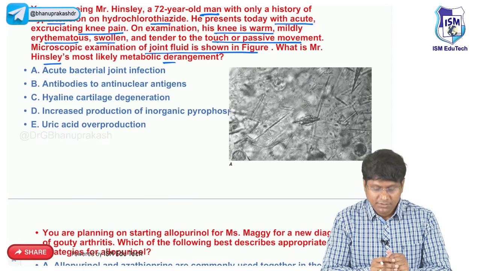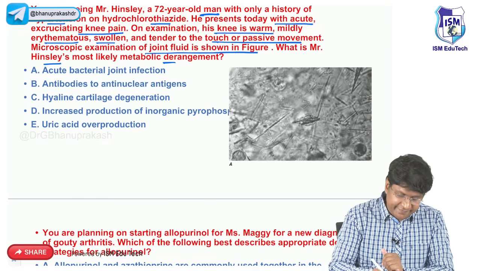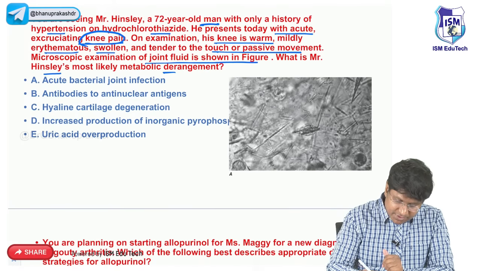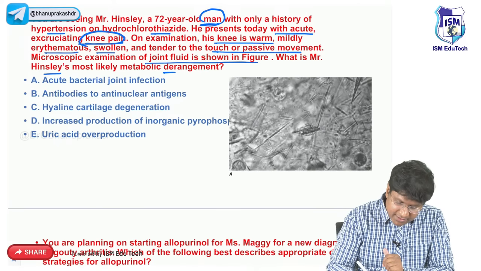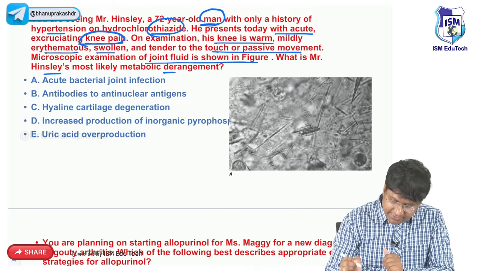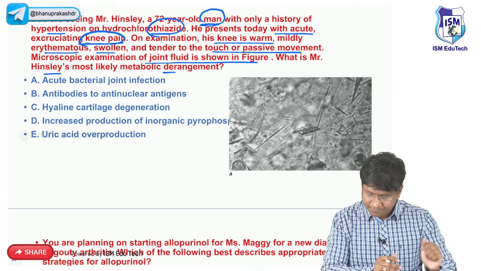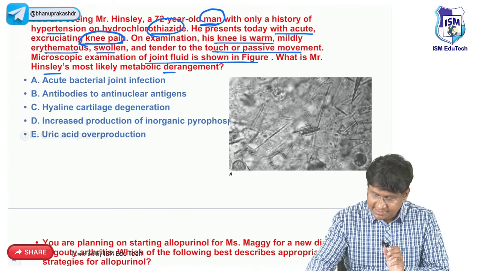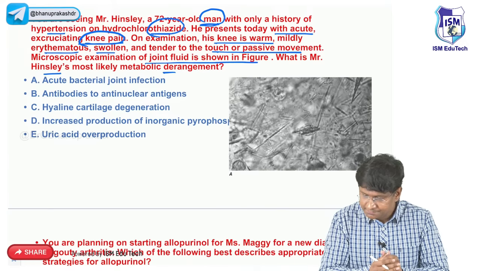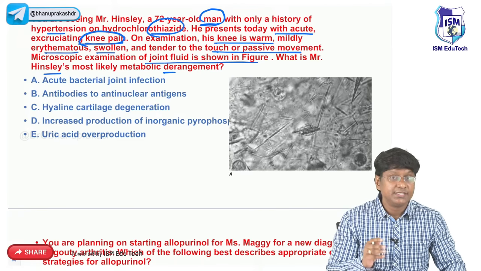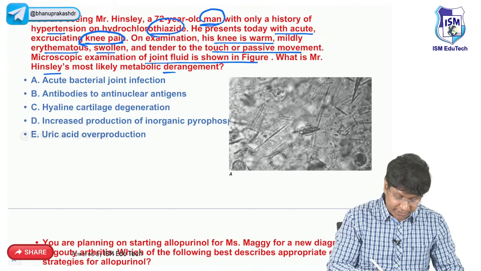Right. So, which particular joint is affected? That is the knee joint. Okay. And what are all the problems? He is a 72-year-old male. He is taking a thiazide diuretic, and this is the synovial fluid analysis. So the correct answer here is uric acid overproduction.